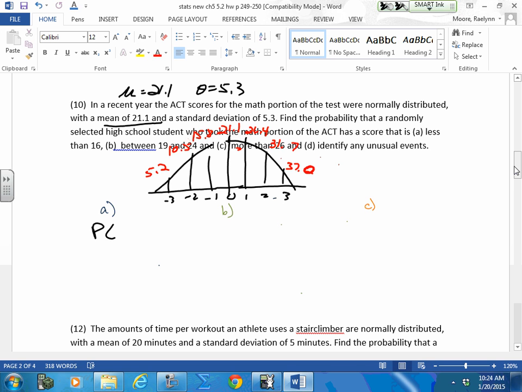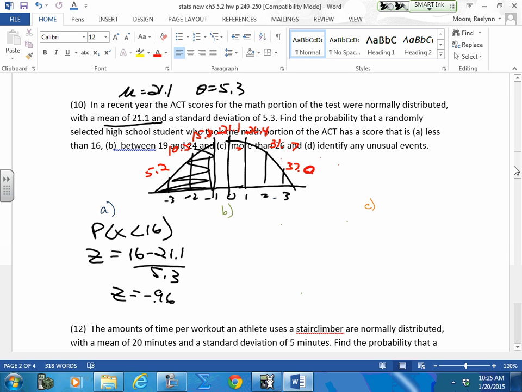The probability that a score is less than 16. 16 is right over here. Okay. 16 minus 21 over 5.3. Good. We know it has to be negative. We know that z-score is going to be slightly before the negative 1. Negative 0.96. Thank you.